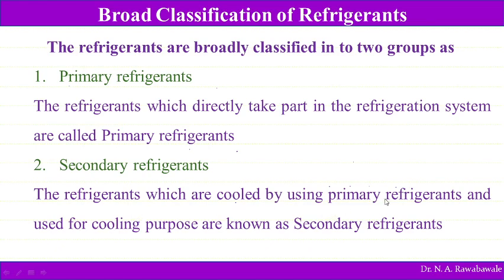That means secondary refrigerants carry the heat from the space to be cooled and transfer it to the primary refrigerant. This is how these refrigerants work. Primary refrigerants directly absorb heat from the space to be cooled, and secondary refrigerants are the refrigerants which are cooled by using a primary refrigerant.